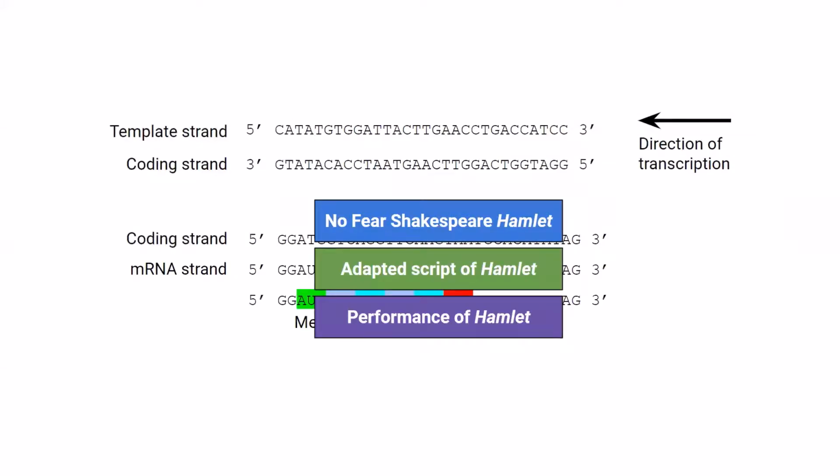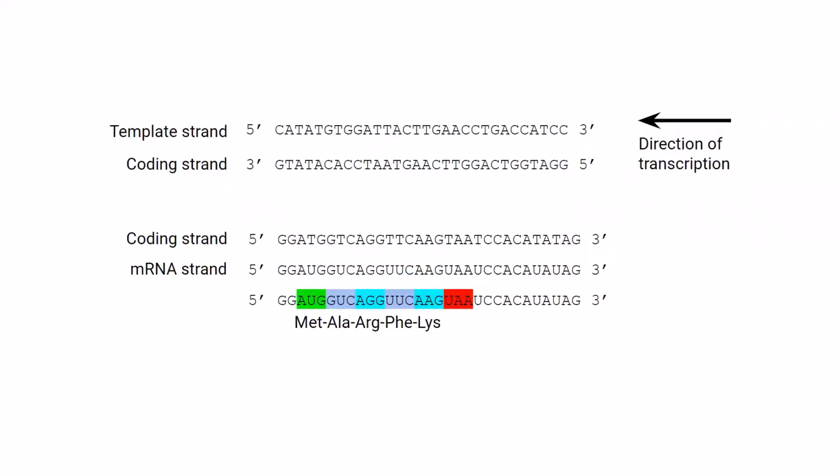Here we are using our coding strand, the No Fear Shakespeare Hamlet, as a guide to write our modern adaptation of Hamlet, which is then performed. But how does that work in a genetic sense? Well, here we have the same coding strand as before, but reversed so that it can be easily read from 5' to 3'. It is transcribed into mRNA, which is then translated into an amino acid sequence.